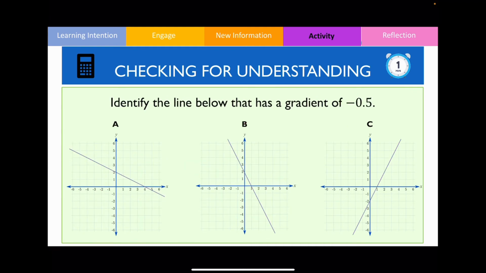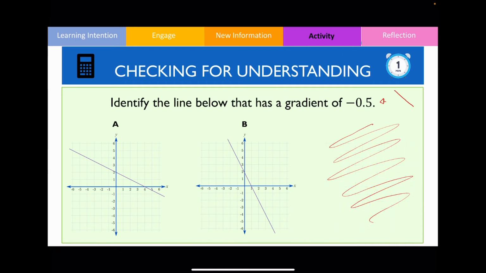It reads, identify the line below that has a gradient of -0.5. Similarly, I'm also going to quickly try to cancel out options that are not viable whatsoever. So because the gradient is a negative value, I know that it has to decrease moving from left to right. So as a result of that, I could therefore eliminate option C because option C has a positive gradient. What I'm going to do next is, I know that I've got 2 graphs that have a negative gradient, but I need to find out which one's -0.5.